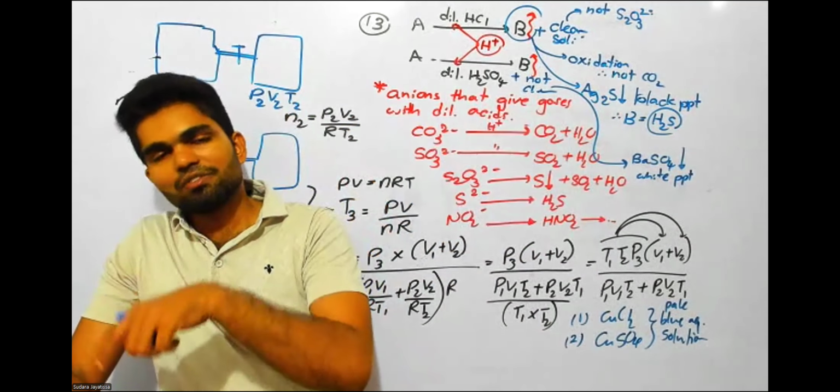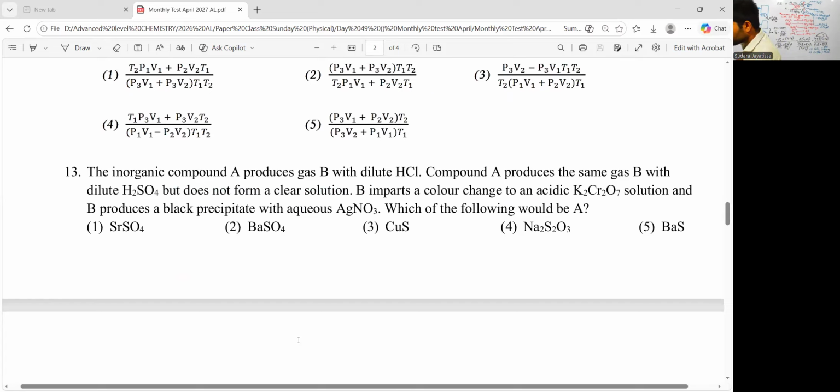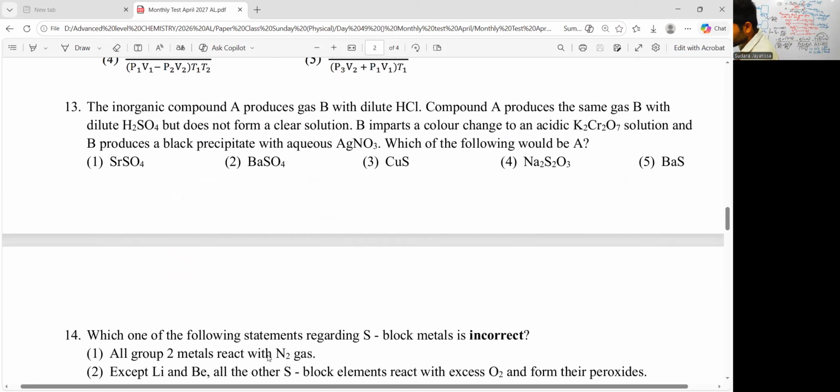Now here it is telling that it does not form a clear solution. So instead of giving this part, it is good to tell a white precipitate. Then you can directly and easily go to answer 5. Anyway, the best answer is answer 5. You can see these questions have small 50-50 doubts and everything. Anyway, these are good questions. So study well and you have something to learn.